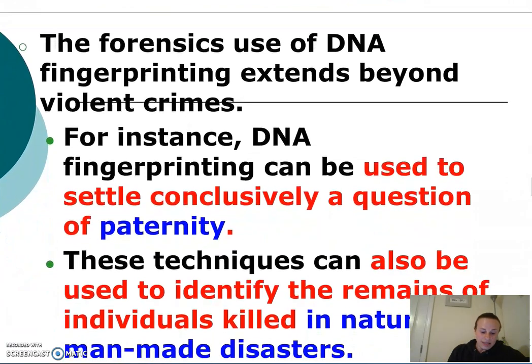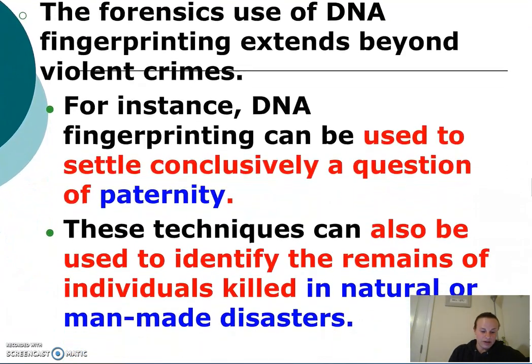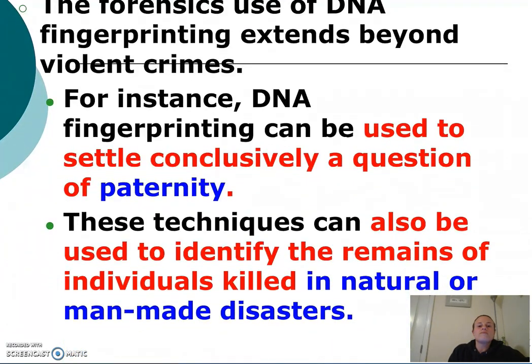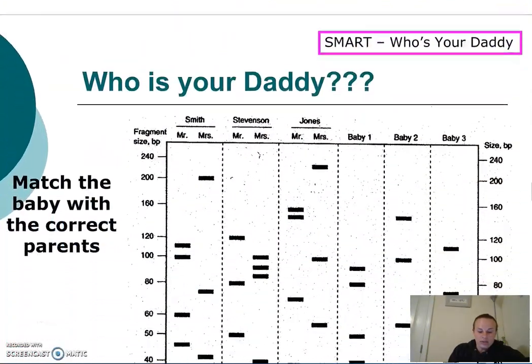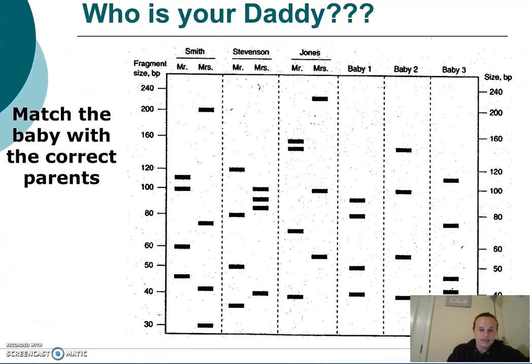So this technology, DNA fingerprinting, can also extend beyond violent crimes to settle questions of paternity. It can also help identify the remains of individuals killed during natural or man-made disasters. So that's DNA fingerprinting, which involves gel electrophoresis and RFLPs.